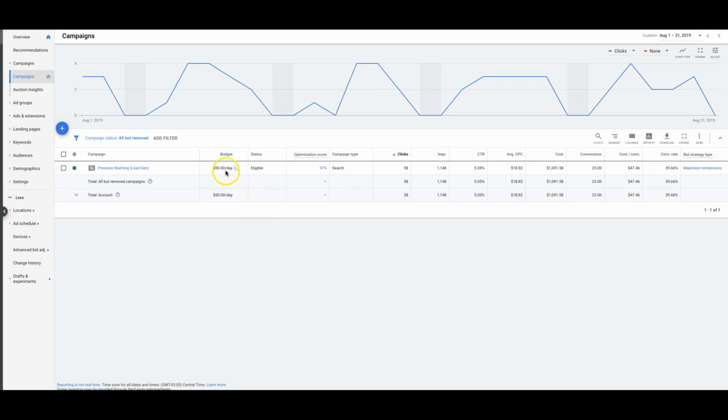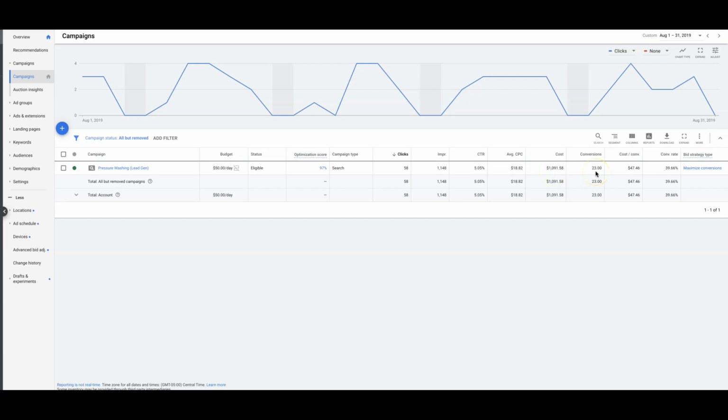So he was spending modestly $50 a day, which is all you really need to run these campaigns successfully in pressure washing. $50 a day, he got 58 clicks, 1,100 impressions, 5% click-through rate, so that's pretty much on target where you want to be. Average cost per click was about $19. Total cost for the month was $1,000.